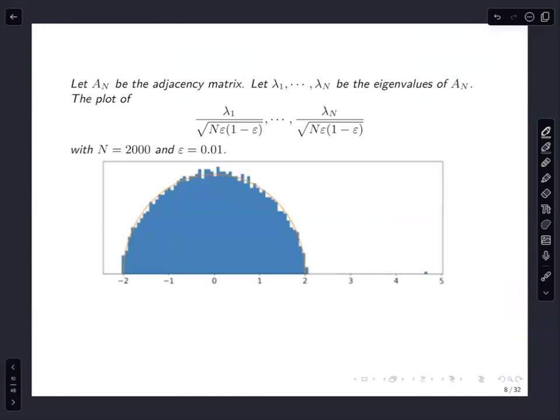Okay, so let's look into some simulations. Here is the adjacency matrix of an Erdős-Rényi graph. This is a homogeneous Erdős-Rényi random graph with n vertices and epsilon. As you can see, my n is large, 2000, and epsilon is small. So this is in the regime where n epsilon goes to infinity.